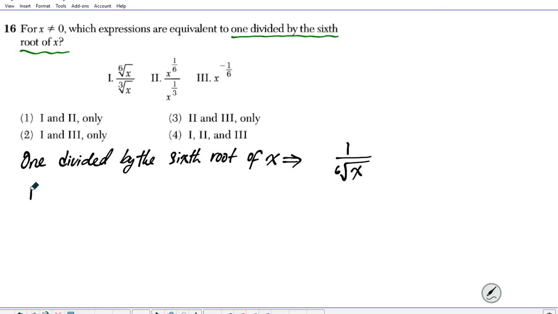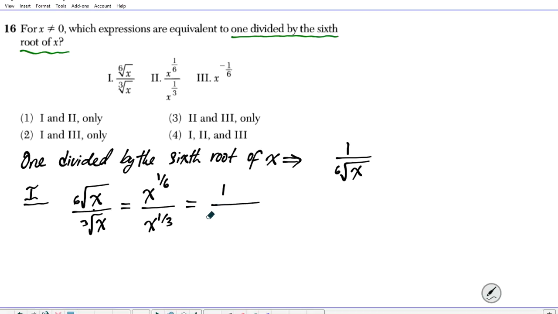All right, let's start with the first one. For I, we have the 6th root of x divided by the 3rd root of x. Okay, now we can rewrite this as x to the 1/6 power divided by x to the 1/3. Now since we're dividing, we can subtract exponents. Okay, now since the power in the denominator is bigger, I can express this as 1 divided by x to the 1/3, and I'll subtract the exponent in the numerator, 1 over 6.